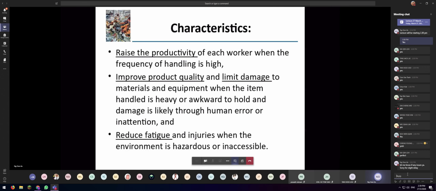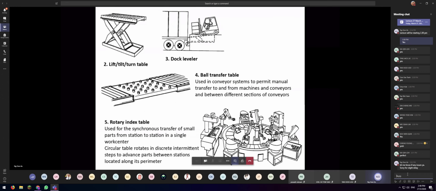So when we are using these positioning equipment, besides the manual one, the job of the equipment is to raise a worker's productivity, to improve product quality and limit damage, especially when things are difficult to handle. Try and make sure there's no things falling which damages the product or damages the labor. And when we are doing positioning, it's also to reduce fatigue and injuries, which is why we try to avoid manual positioning, which can cause these problems.